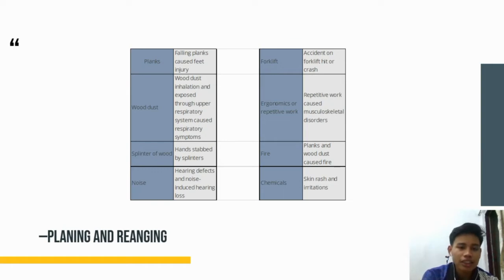And the next hazard is the noise, where hearing defects and noise-induced hearing loss occur. The next hazard that we have is from the forklift, where there can be an accident, the forklift hit or crash. And the next hazard is the ergonomic or repetitive work, where repetitive work will cause musculoskeletal disorder. And the next hazard is the fire, where the planks and the wood dust will cause a fire. And the last one is the hazard from the chemical, where it will cause skin rash and irritation.